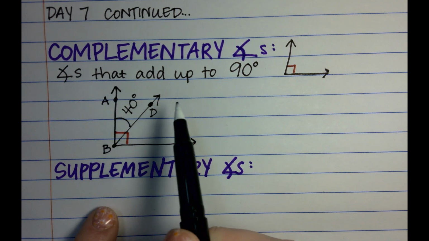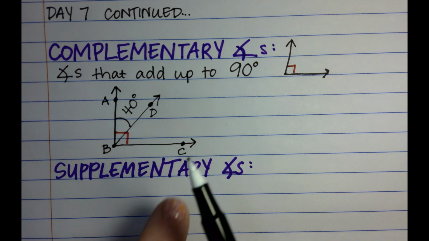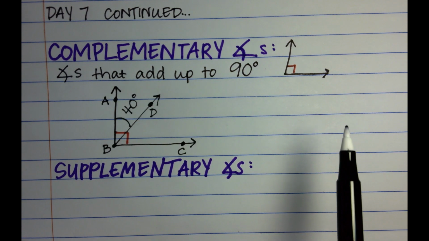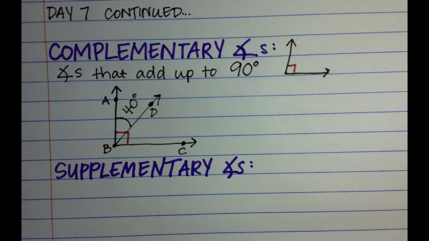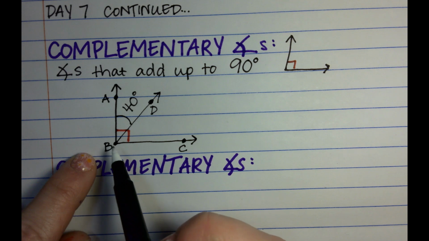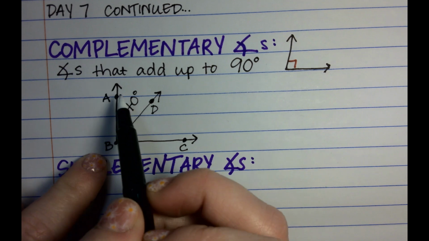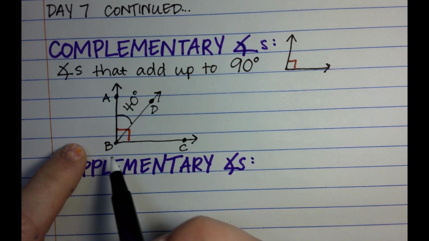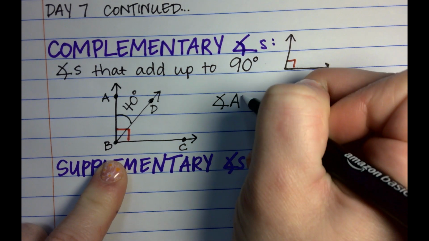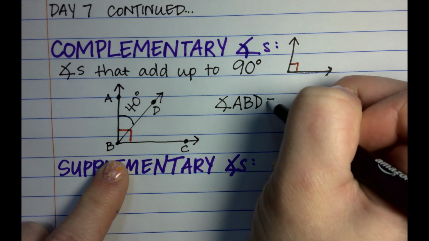And we would name this angle using the three letters that are included in it. So, what three letters are included in my 40-degree angle? A, B, and D. Now, there is a special order that you need to write them in. The vertex, or the middle point where the rays are connected, needs to be the middle letter in your name. So it needs to be A, B, D. B's got to be in the middle. So we would name this by writing angle ABD. Angle ABD. And we could say equals 40 degrees.